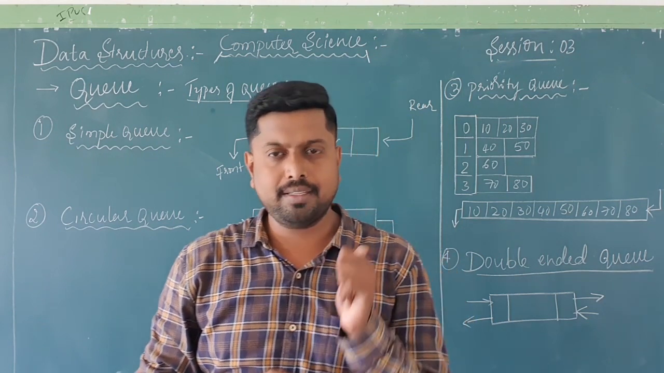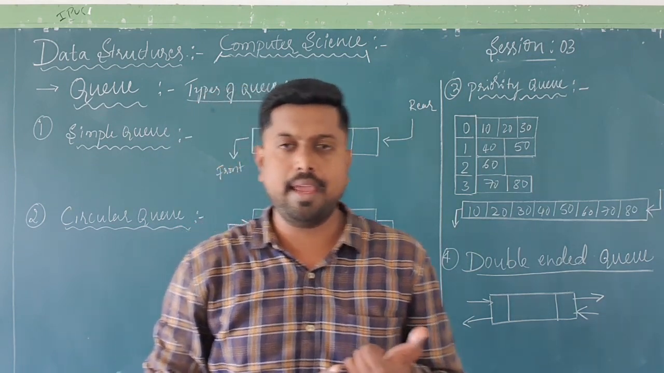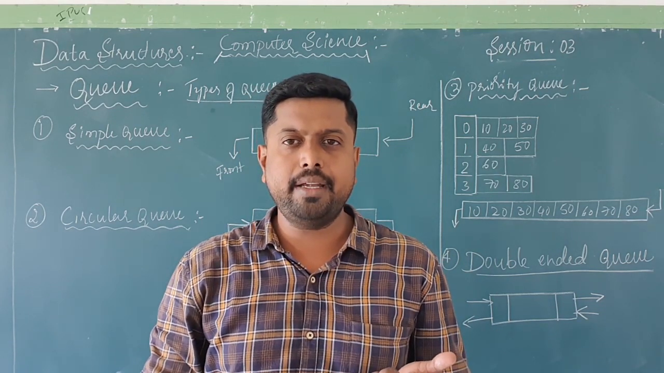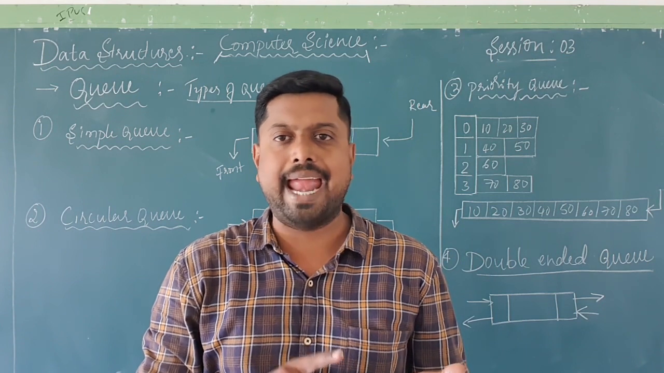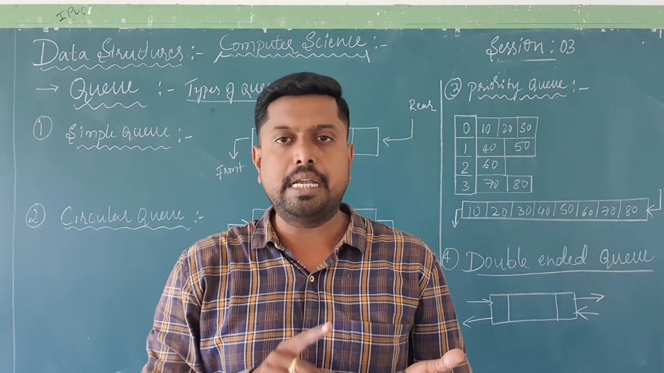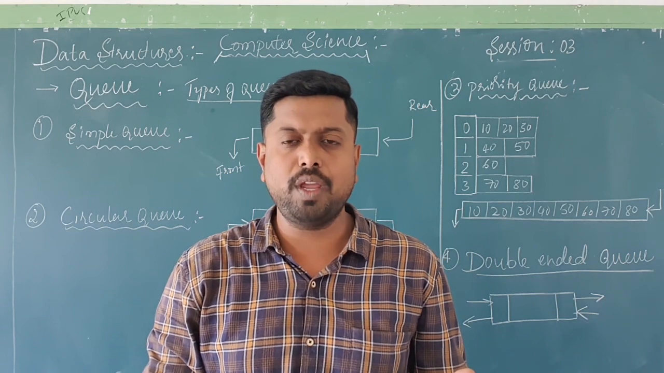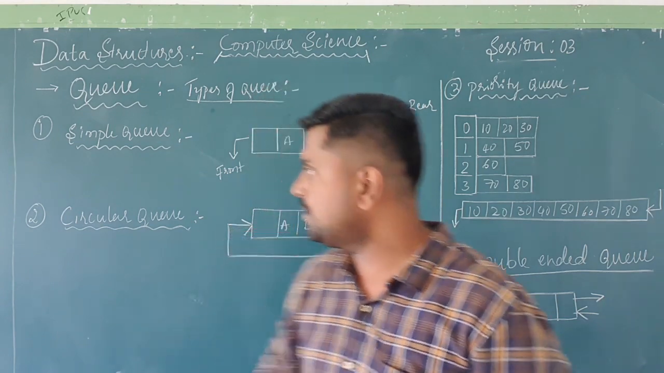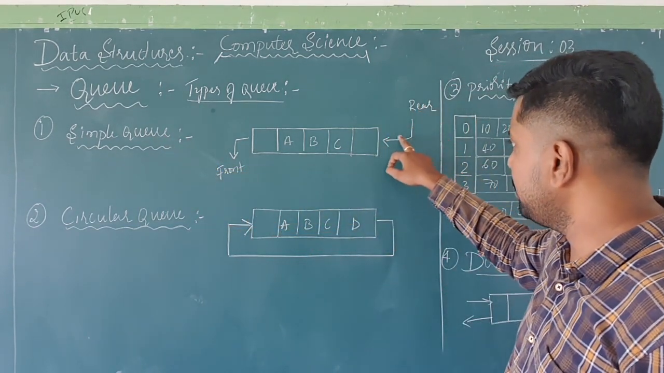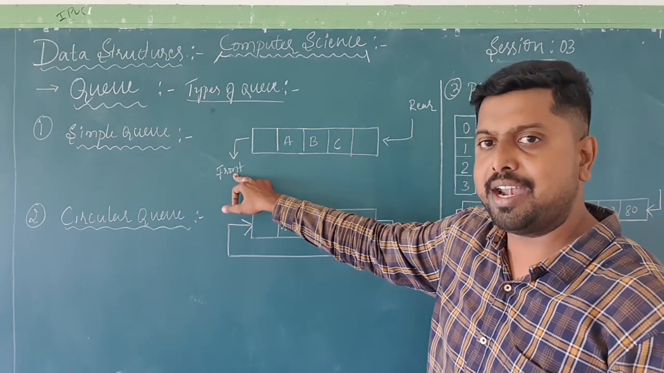Coming to the first type of the queue, the simple queue, as the definition says, inserting and deleting take place at two different ends. Insertion takes place at the rear end. Deletion takes place at the front end. So this is what we call a simple queue. As the diagram implies, insertion takes place at the rear end and deletion takes place at the front end.